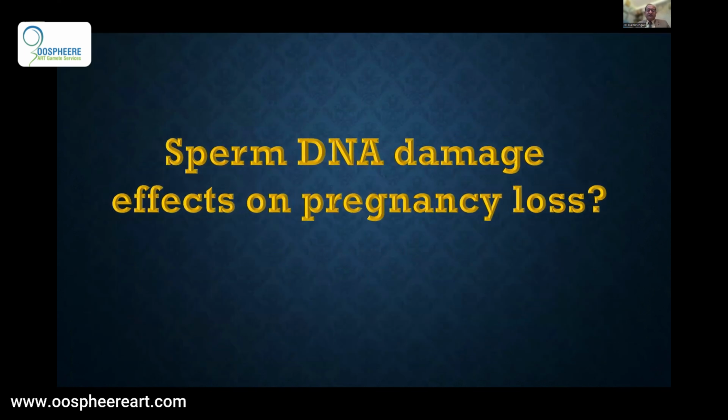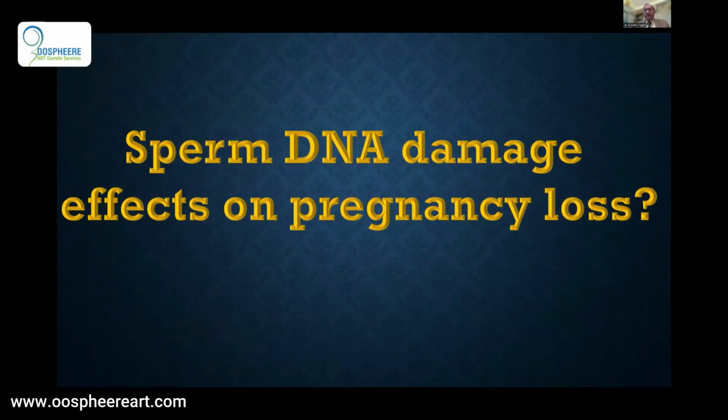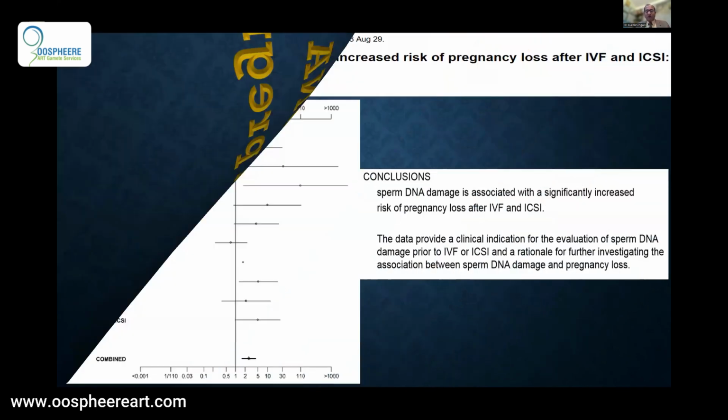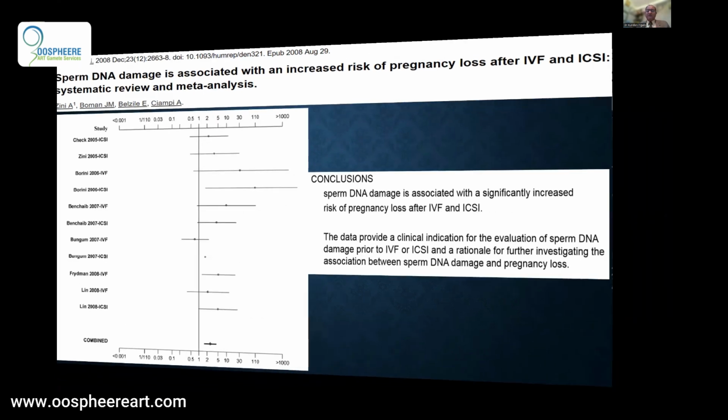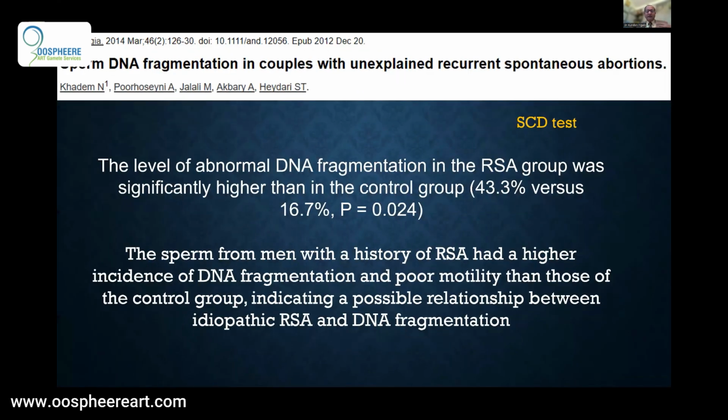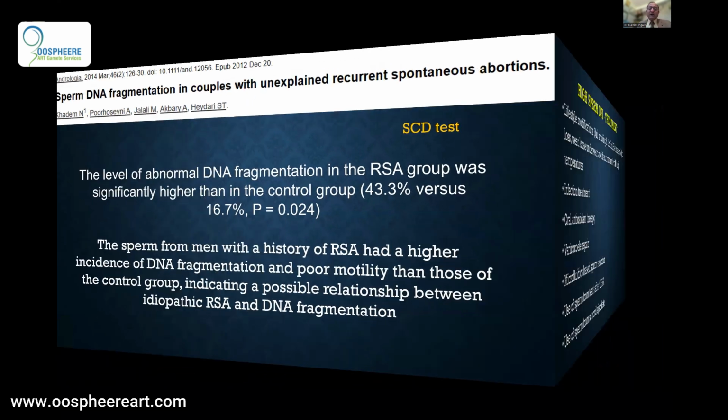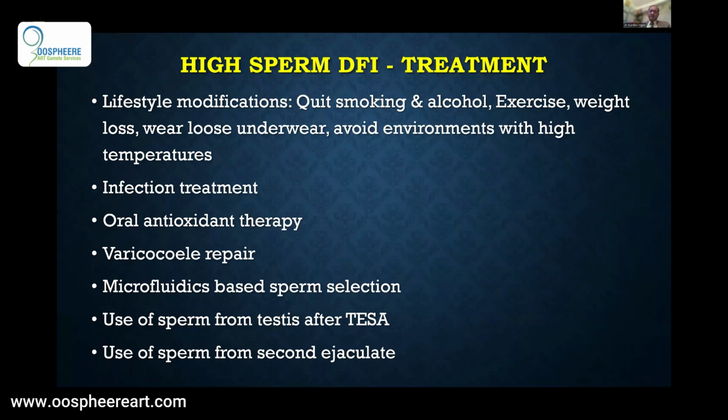So friends, one important point is that DNA damage not only affects the implantation rate, it also affects the pregnancy rate. It has been seen that if you start doing sperm DFI in recurrent pregnancy losses, you'll see lots of patients showing high sperm DNA damage. The level of abnormal DNA fragmentation in recurrent spontaneous abortion was significantly higher than in the control group, and that's why all recurrent pregnancy loss patients also need to be tested for high DFI.